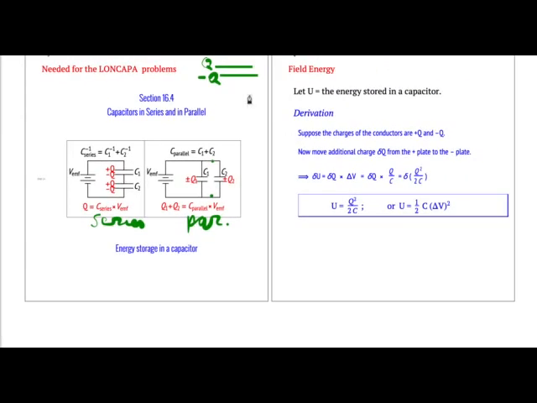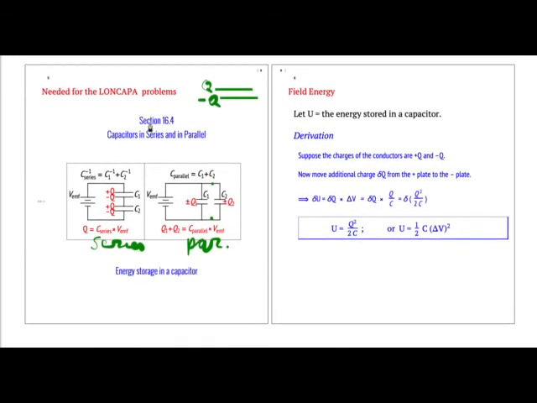All right, well, all of this is explained in section 16.4, and you're going to need that for the law and kappa problems. So these are the basic equations. You should write this down in your notebook. But you should read section 16.4 to make sure you understand that.